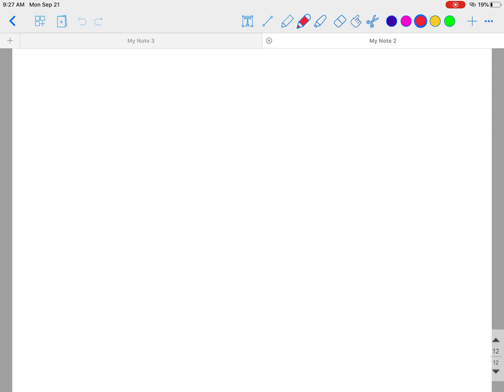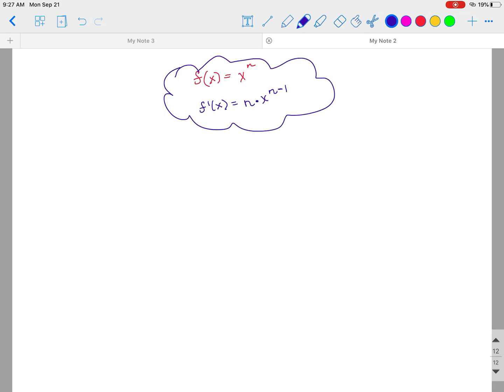Hi folks, today we're going to go ahead and talk about the power rule. So if we have a function x raised to any n power, the way that we can find the derivative is by multiplying out in front n times x, and then we're going to go ahead and power down, so x to the n minus 1. So essentially this is called the power rule. So let's go ahead and see some of this in action.